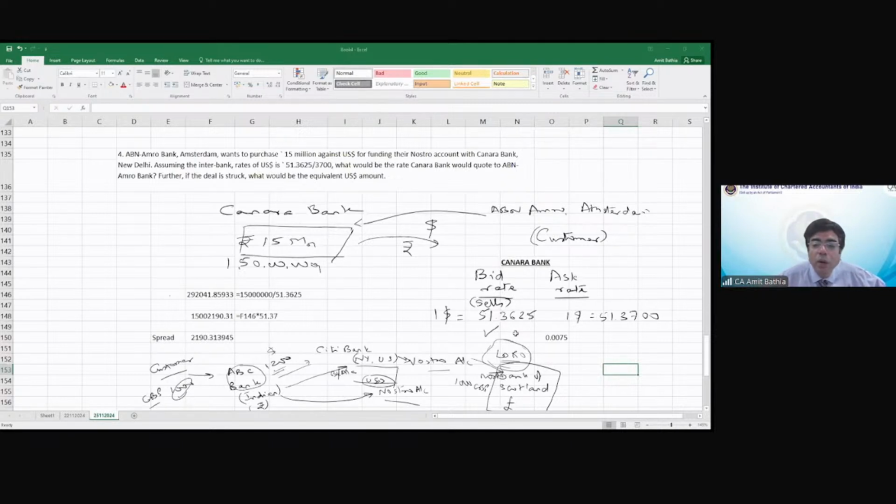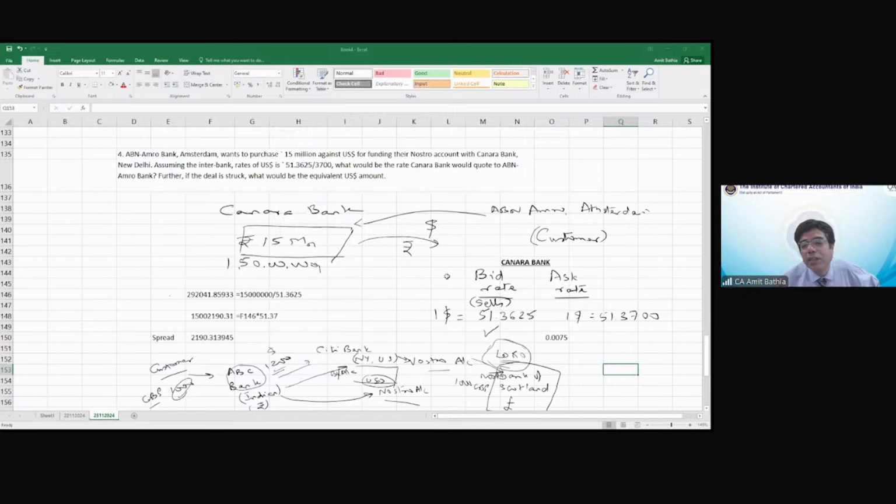And here, don't think about ABN AMRO as a bank which is making a loss. Remember, it is just another customer, because at the end of the day, the bank is going to transfer that cost to their client, right? Say, for example, practically speaking, not in this example, if ABN AMRO is paying 51.3625 to the Canara Bank, do you think they are not going to charge any charges to their customer? They will charge, right? So whatever is the cost on that, they will charge their charges.